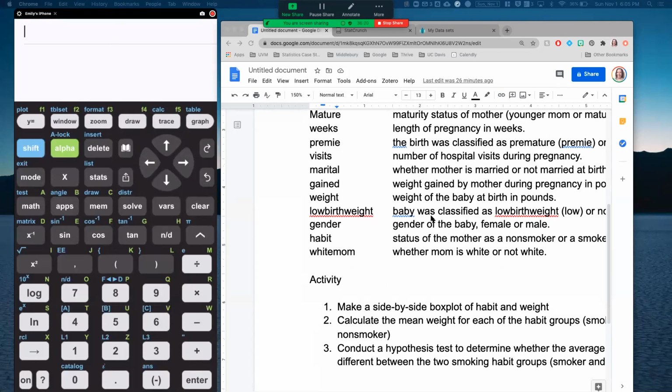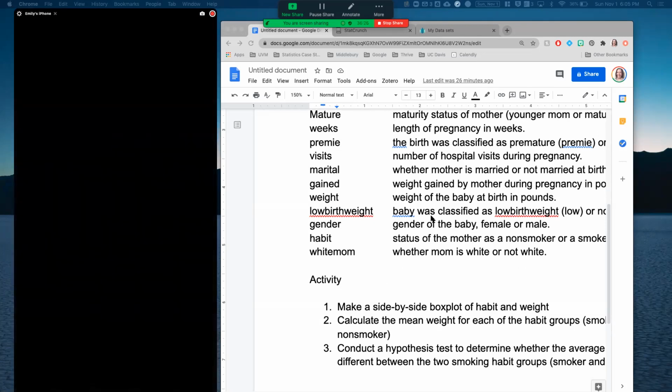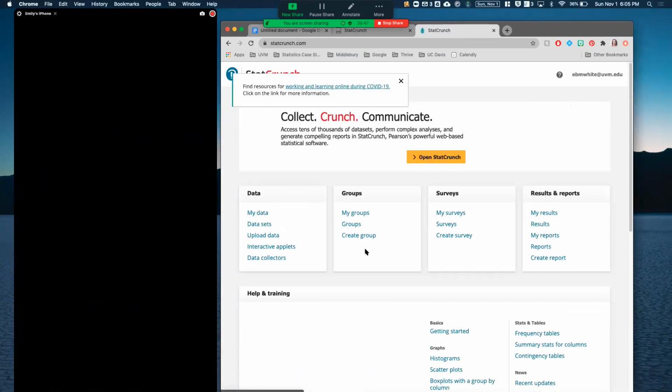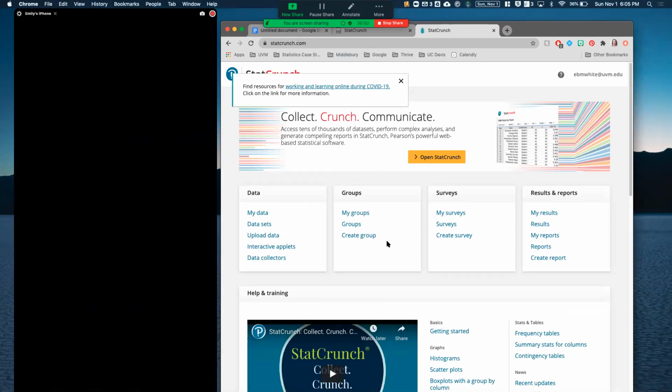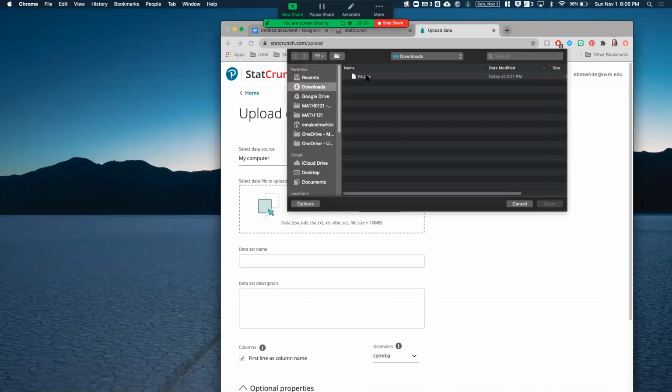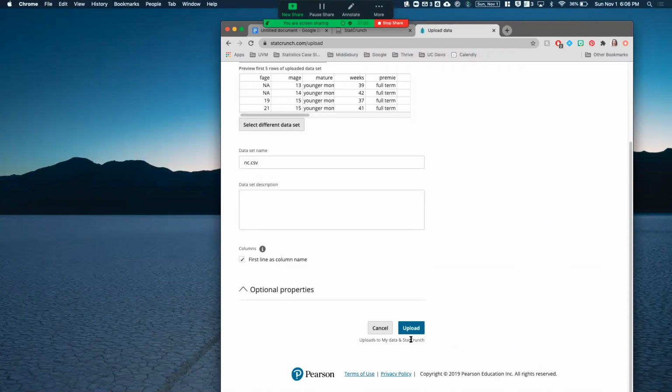If you're comfortable using Excel, or if you want to explore the R option for doing some of these summary statistics, you totally should. But I'm going to show you how to do it in Statcrunch, because that is the easily available option on your homework. So Statcrunch is available through your MyStatLab homework. I went to the Statcrunch website through there. Again, usually on your homework, it'll prompt you to open the data in MyStatLab. Okay, and so you can upload a data set, and I have the data set saved in my downloads file. So I'm going to open that up and upload it.